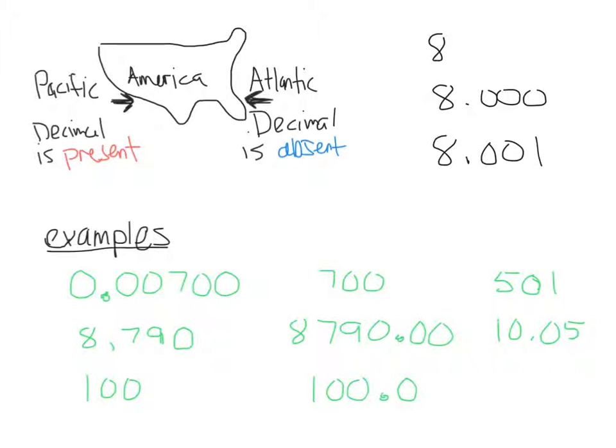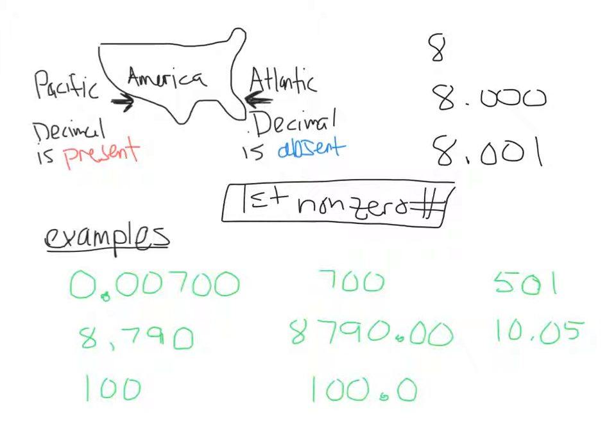So the first question you always ask yourself, and we're going to look at the examples here, is the decimal absent or present? Well, technically that's supposed to be a decimal. So we're going to say the decimal is present. That means we're going to start on the Pacific side. Our goal is to get to America. So we're going to start on the left and work our way to the right. And we always start counting at the first non-zero number. That's a number, not a hashtag. That's where we start counting, and we count all the way to the very end.